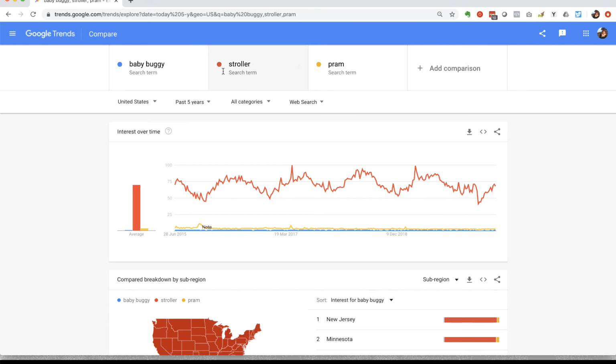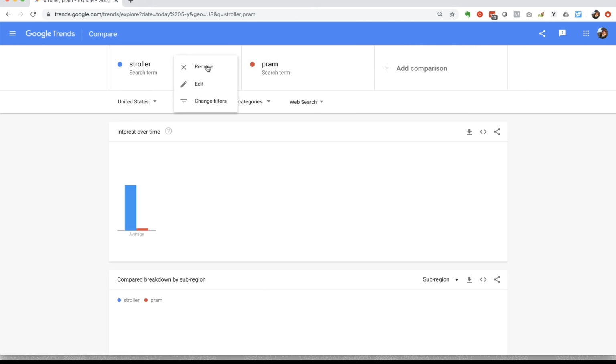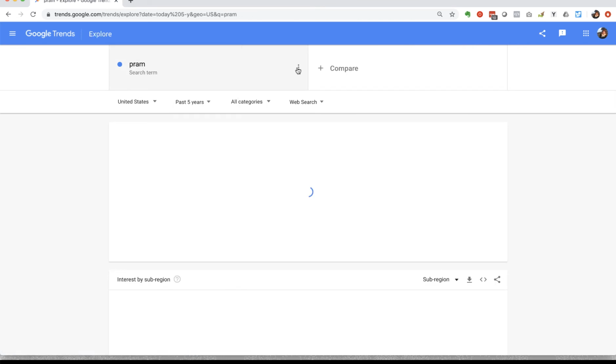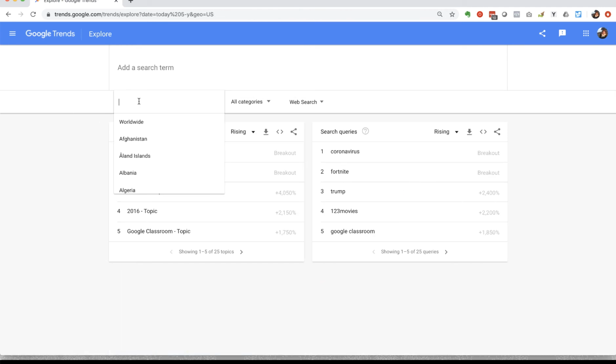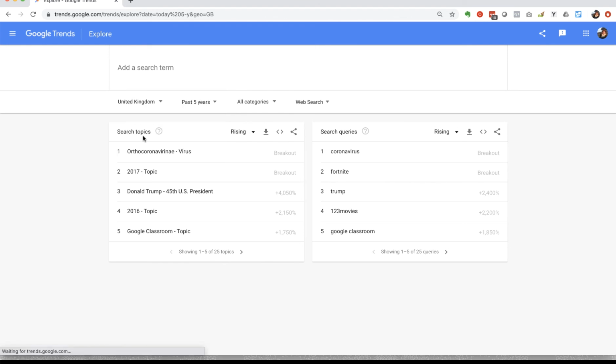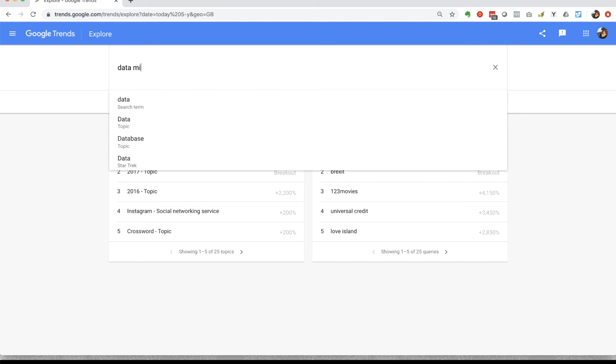So let's just remove these and run a different search. So we're going to go back to United Kingdom. And we're going to search for the search term data mining.